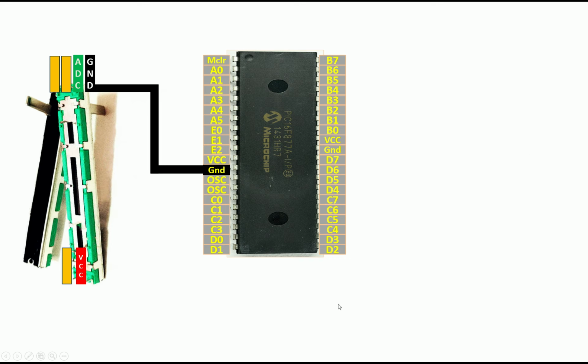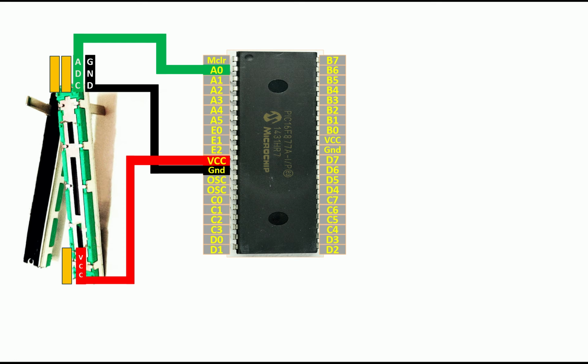Then guys, we will connect the VCC pin to the VCC pin of the PIC like this. And for the ADC pin, you can use any ADC pin of the PIC. I'm going to use the pin number A0 like this. In this way, our potentiometer is connected.